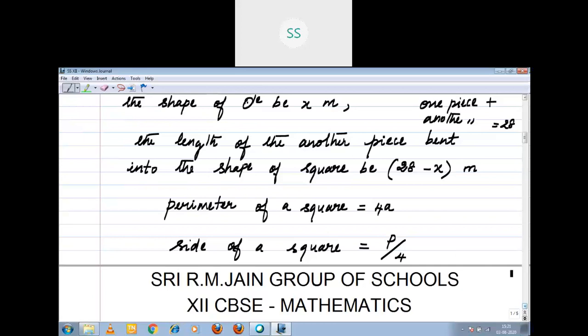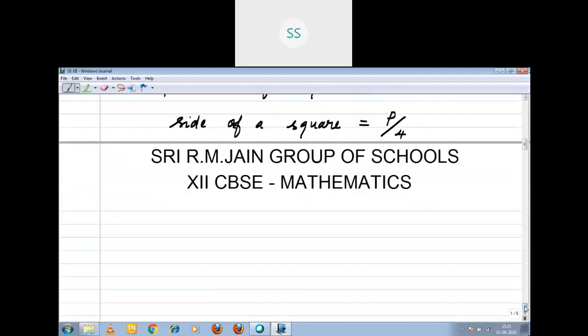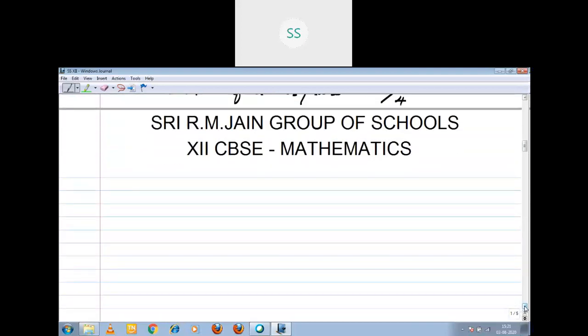Children, again I will say the thing. The wire is cut into two pieces. One piece you are making into a circle, another one into a square. That means it will give you the perimeter of a square and the circumference of a circle. You can say perimeter also, nothing is wrong. Now, what is the area of a circle?